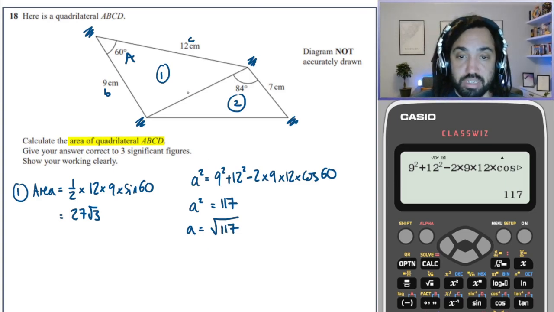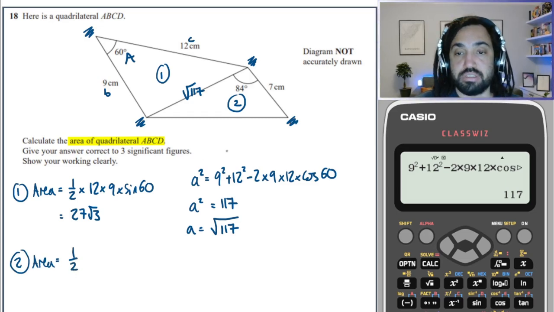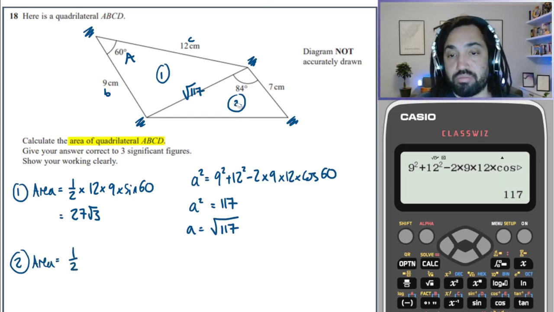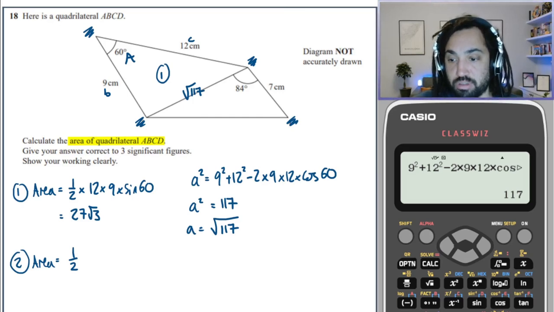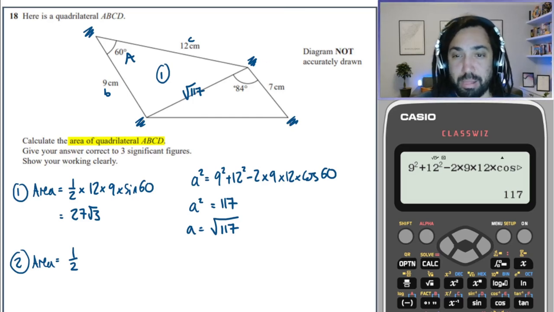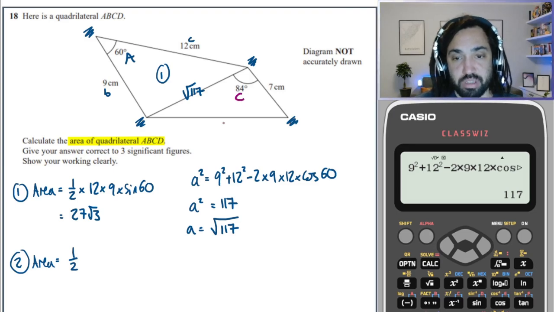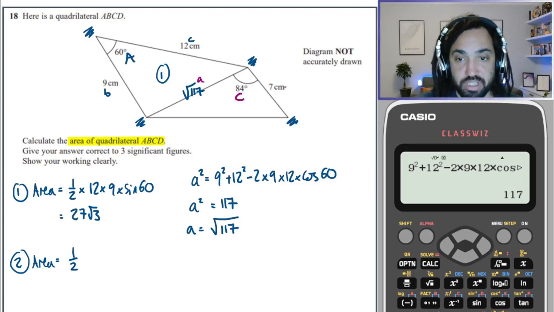Perfect, so we can now relabel this the square root of 117, and then we can work out the area of triangle number 2 using the formula. Now, once again, we need to relabel, because for the formula for the area of a triangle, the angle is capital C, so this is capital C, which means the sides either side of it are the a and the b.